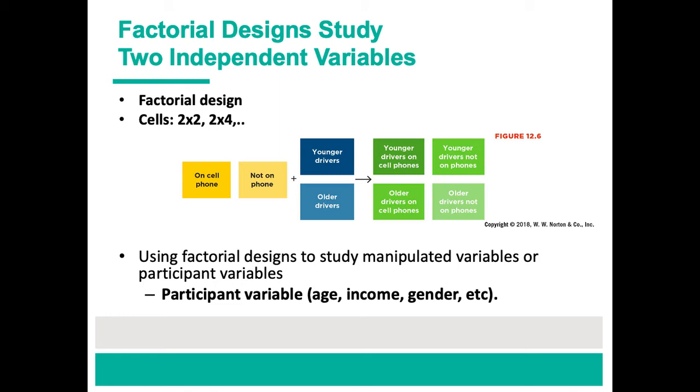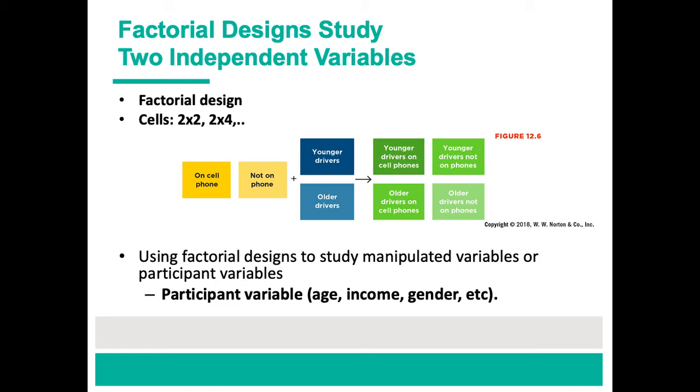When we talk about within subject designs, those would all be the same people, which with age you can't do, right? So in this case, you might want to have what we call a mixed design with this factorial, where you have, let's say, not on phone and on phone being a within subject variable. Younger drivers and older drivers, it's hard to say, would be studied on and off the phone. So the age of the driver would be the between subjects, and the phone would be the within subjects.